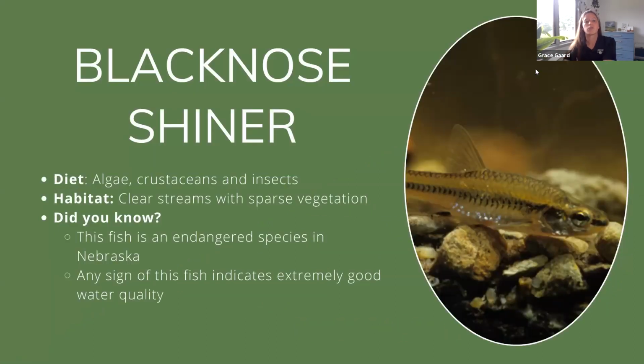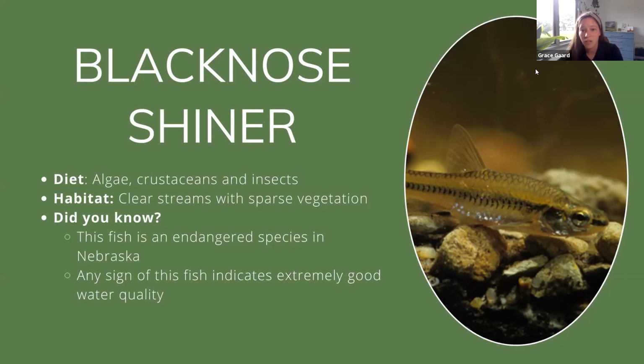And then also the blacknose shiner. I didn't put it on this slide. Oh no, I did. This fish is an endangered species in the state of Nebraska. The other two were just threatened, which is a step below. This species is endangered, but it will eat algae, crustaceans, and insects. It definitely prefers clear streams with sparse vegetation, so it would probably be more common in a stream than in a wetland where all the water is still, but those are all connected, like I said. It's good to note that any sign of this fish will indicate extremely good water quality. We'll talk about that at the very end.